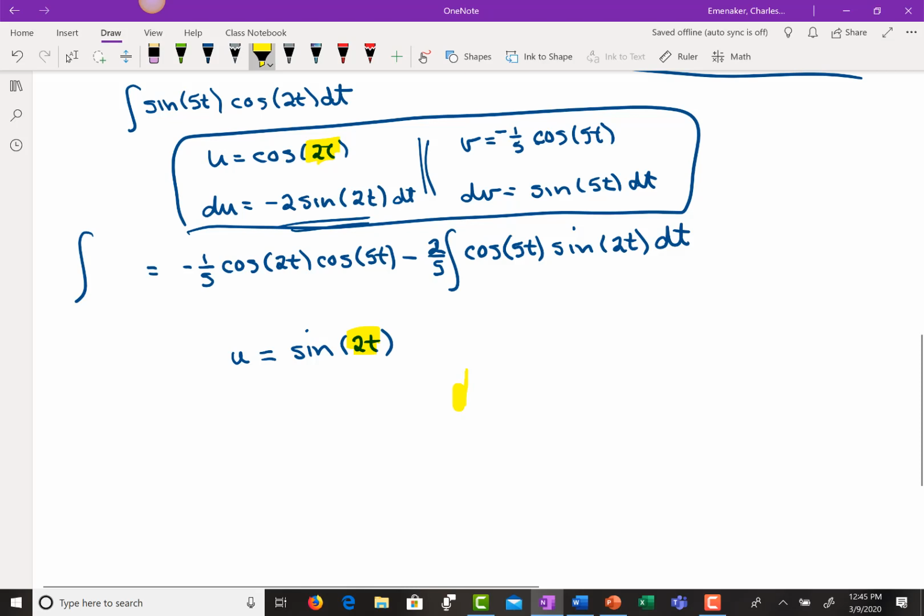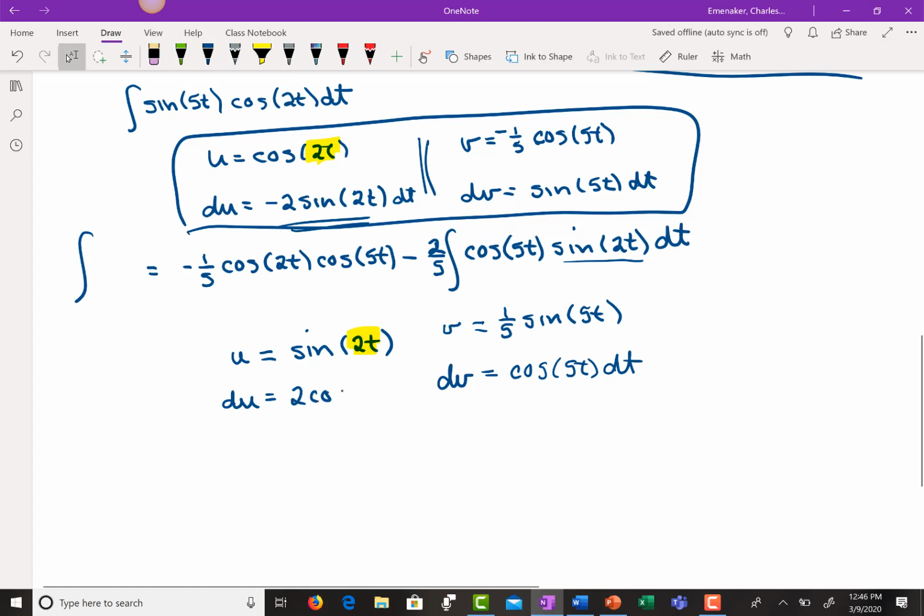Okay, so that means that first we need to change ink color. That means that our dv is going to be, well, let's see, we've done the sine of 2t, so we need this cosine of 5t dt. V is going to be 1/5 the sine of 5t. Du is going to be 2 cosine of 2t dt, like that. Are you okay so far?